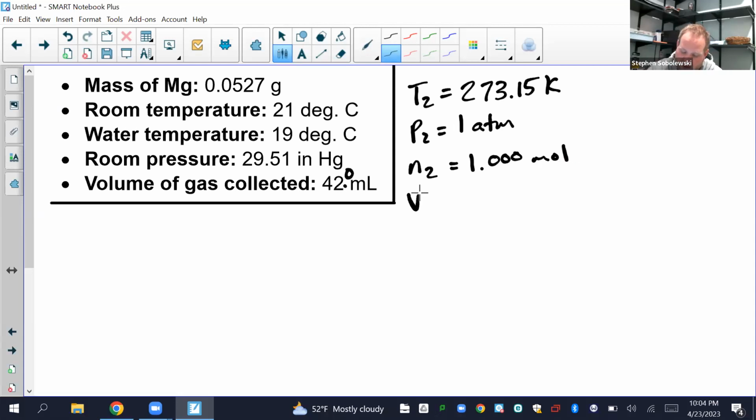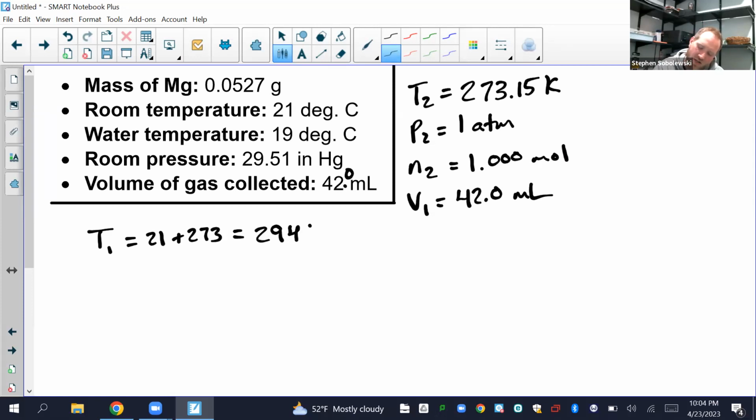Well, V1 is easy, right? V1 is just the volume you collected, 42.0 milliliters. Let's solve for T1. This should be an easy one. T1 is the temperature of the gas inside the eudiometer. Our assumption is that that equals the room temperature. Room temperature is 21 degrees Celsius. So this is going to be 21 plus 273, which is going to be 294 Kelvin.